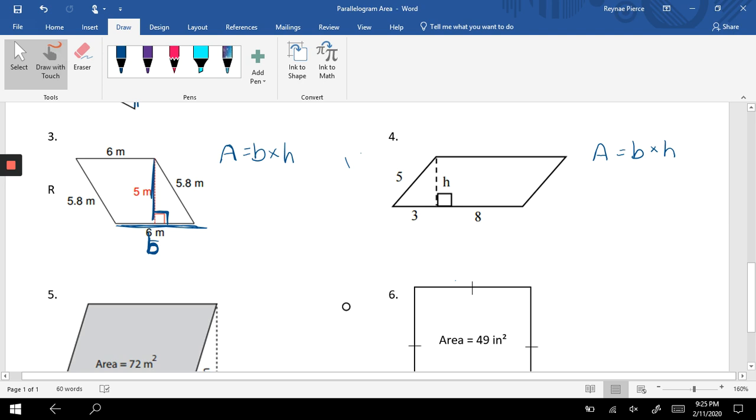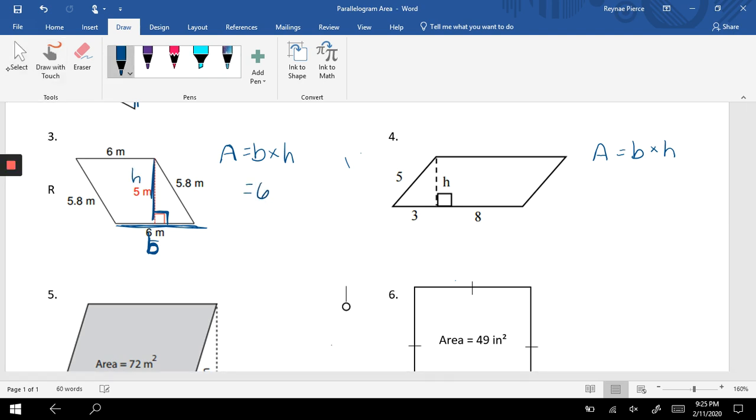Okay, so 5 is my height. 6 times 5 tells me that the area of this parallelogram is 30 square meters. Okay.